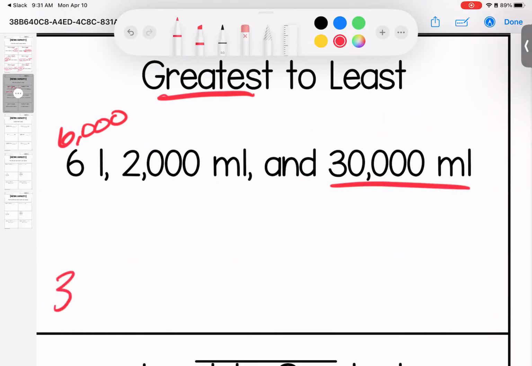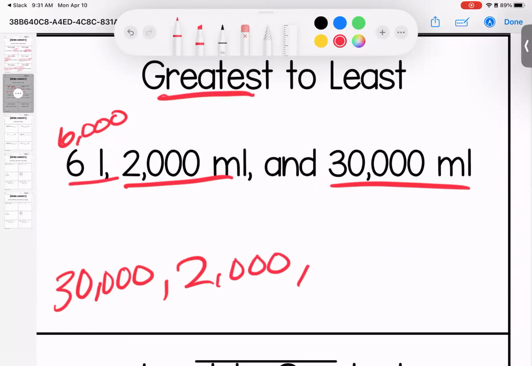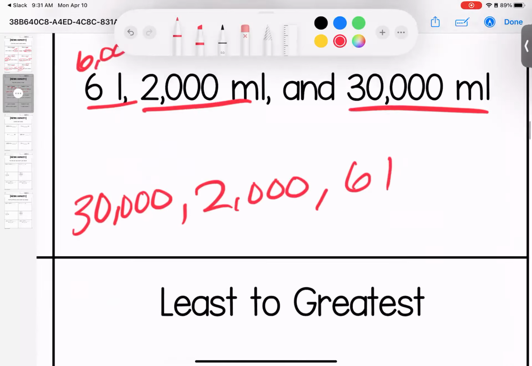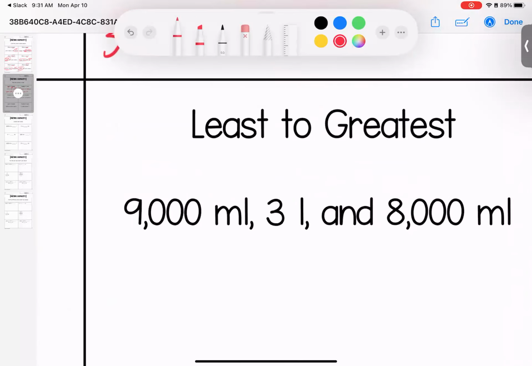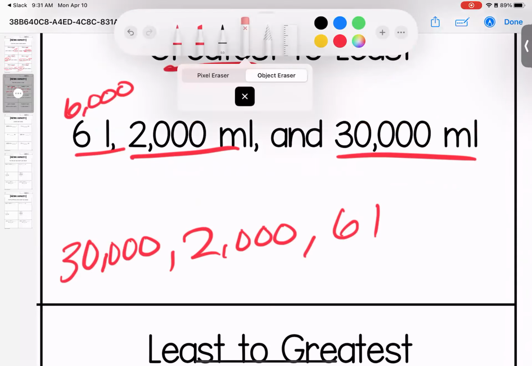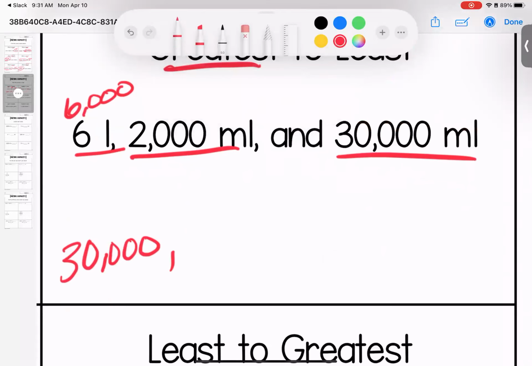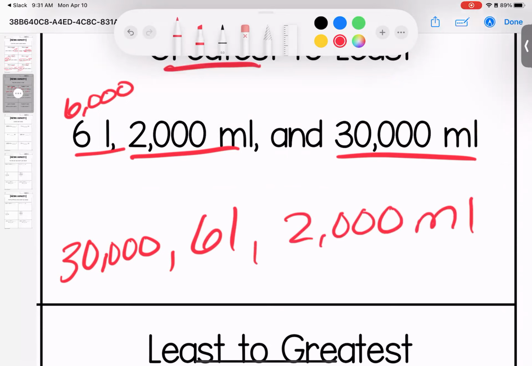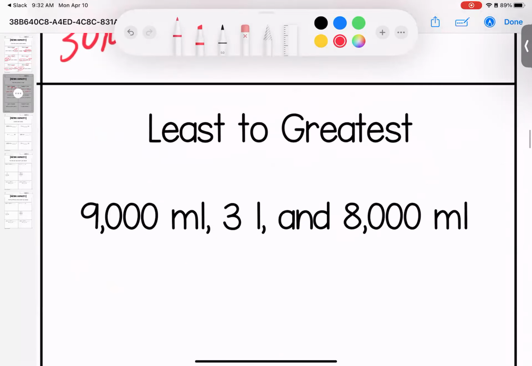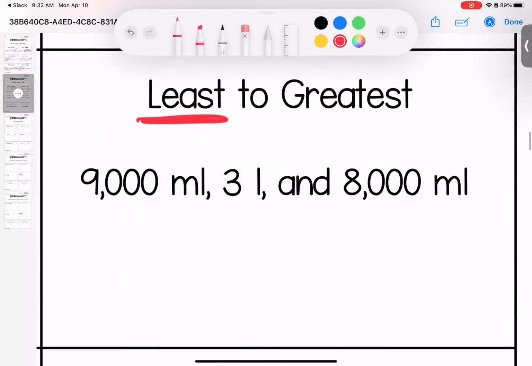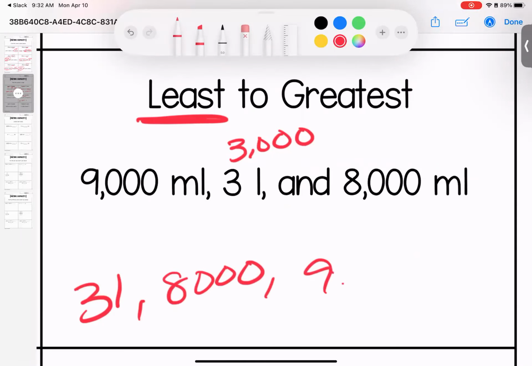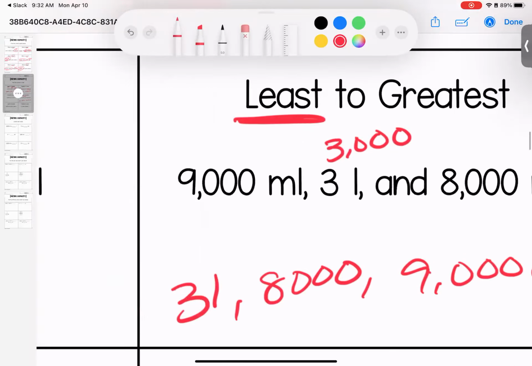Greatest is 30,000, then 2,000, and then the 6 liters or 6,000 milliliters. Okay. Or I'm sorry, wait. 6 liters or 6,000 milliliters and then 2,000. Sorry, my brain switched them to putting them greater to least again. I'm sorry, least to greatest. All right, smallest first. Smallest first. 3 liters, 8,000 milliliters, and then 9,000 milliliters would be the greatest.